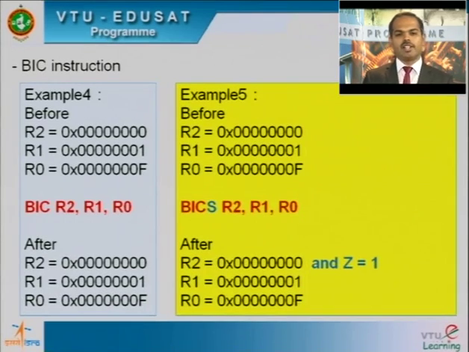Let's see the next one, that is bit clear. This is a slightly twisted one. We'll see the examples. Example 4 here indicates that before the execution of the instruction, the contents of R2, R1 and R0 are the same as the previous examples. BIC R2, R1, R0. Let me remind you, R0 is complemented once, then ANDed with R1, and the result is stored in R2. Here, let's look at the board for a minute.